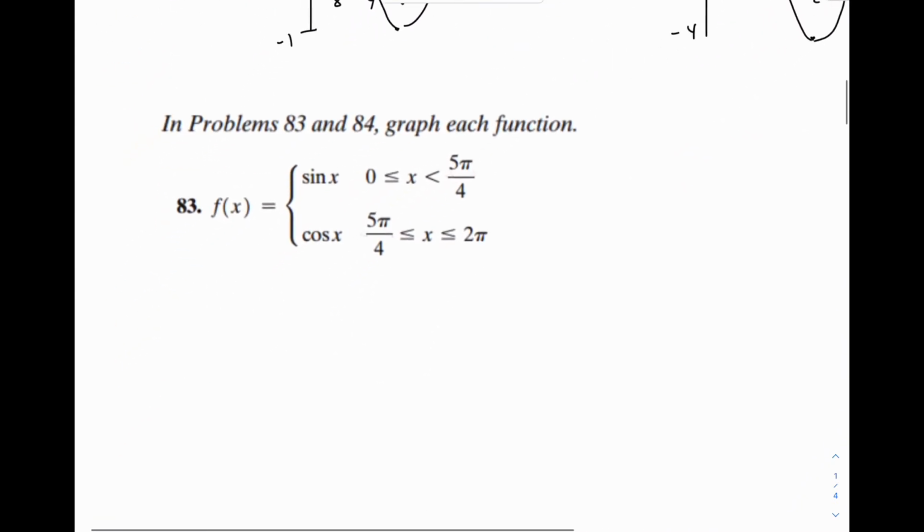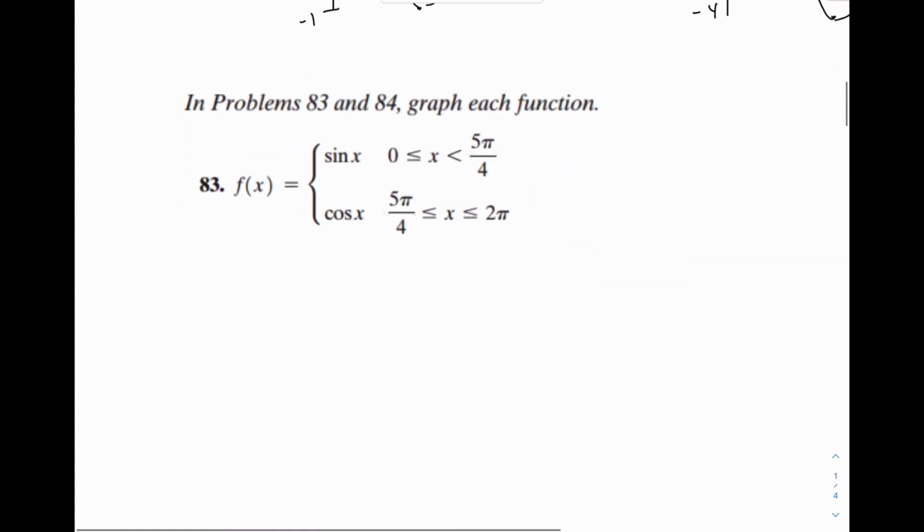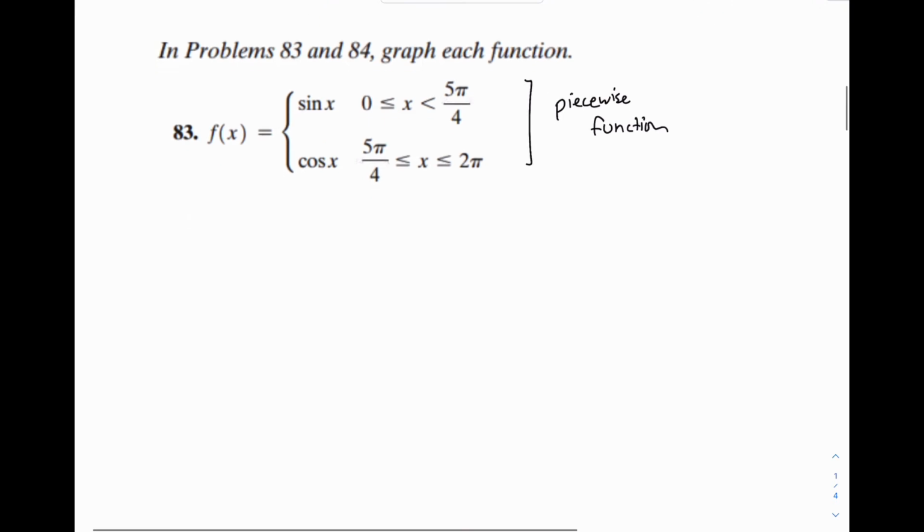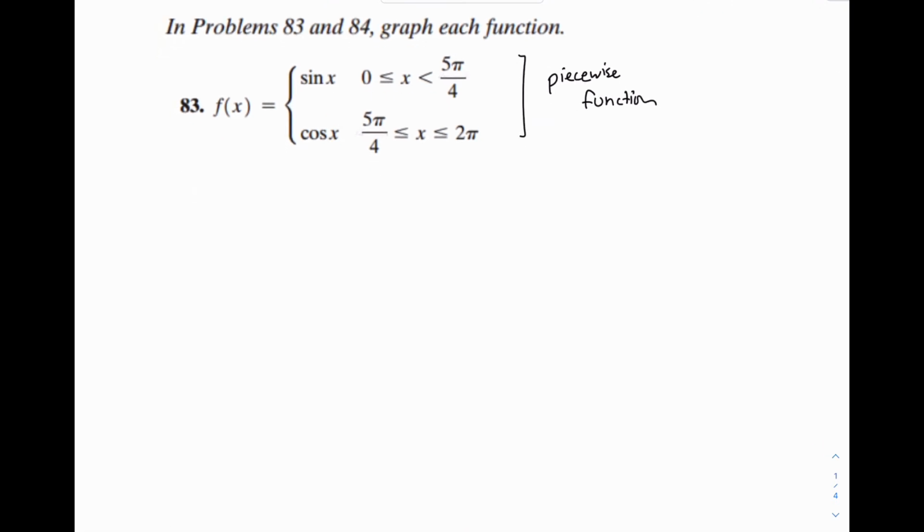Okay, now for the final example. This should look familiar. Another old Algebra 2 concept. Hopefully we remember. This is called a piecewise function. Now to do this, it's going to be a little tricky. It gives us our domain from 0 to 5 pi over 4 and 5 pi over 4 to 2 pi.